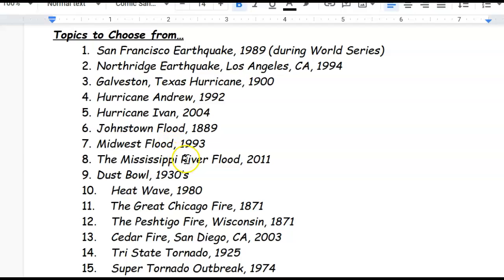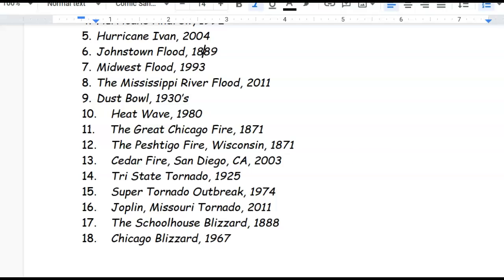Then we have 3 floods. One very old one, the Johnstown flood. You would not believe what that one did. And then the Midwest flood and the Mississippi River flood. 2 that happened in our area, which are amazing. Then we're going to go back in time to the Dust Bowl. My goodness. You will be very thankful you weren't alive back then. Our entire Midwest became dry and dusty and literally started to blow away. And farmers lost everything. And what happened there was really devastating. Then there was the heat wave of 1980. You think we have it hot now. They had some amazing heat.